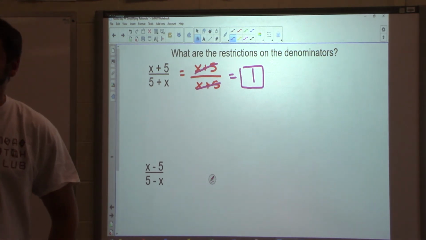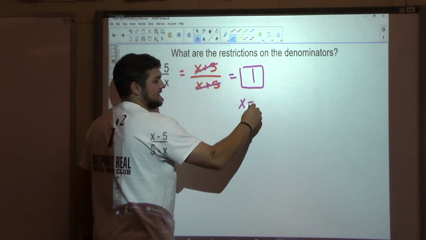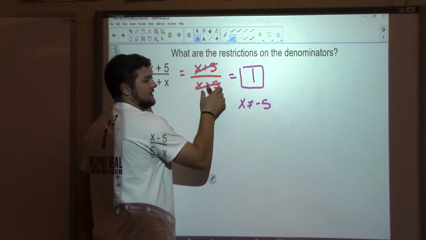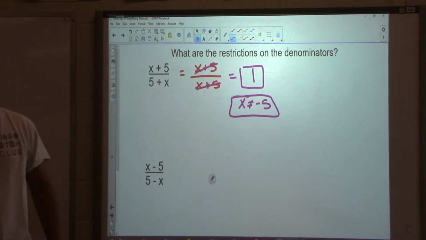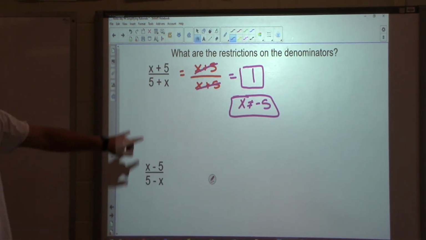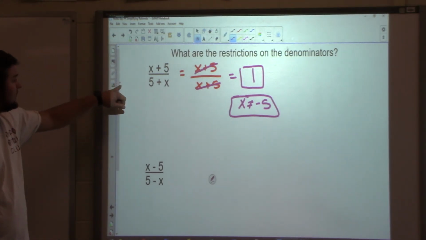Now, I do still have my restrictions. I still have x cannot equal -5 from that beginning portion. That is still a restriction of mine. Does that make sense? With addition, we can just move them around. What about the next one then?